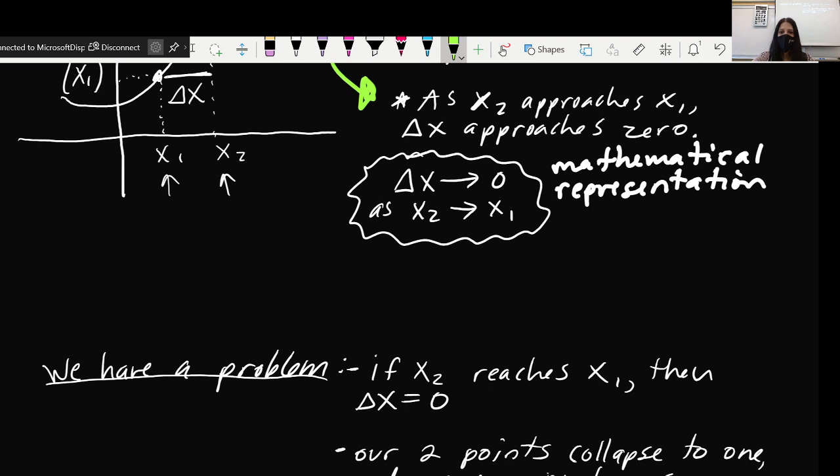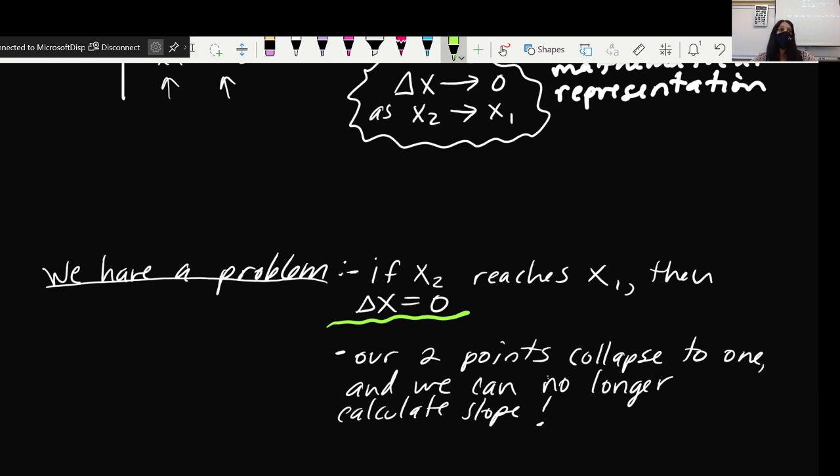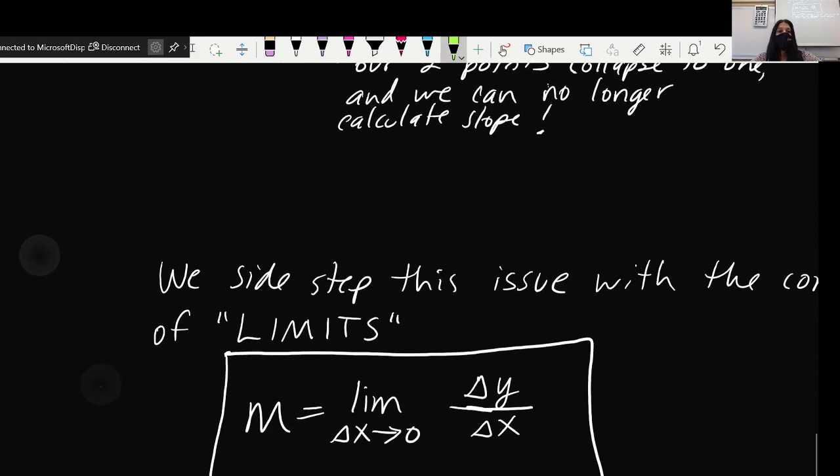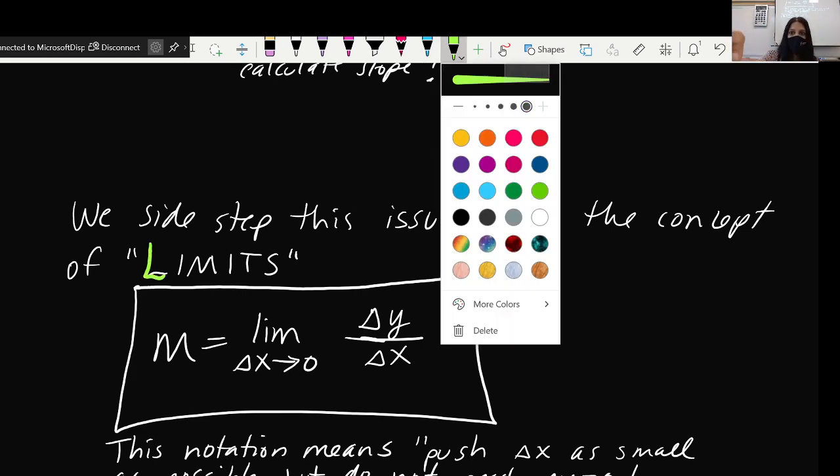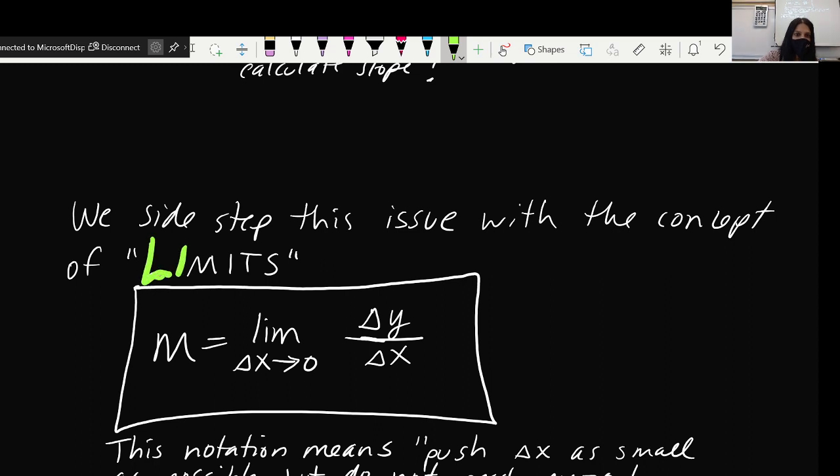If x2 reaches x1, then our change in x here is going to be 0, and that's in the denominator when we're talking about slope. Our two points collapse to one, and we can no longer calculate the slope. So this is how we deal with that. We sidestep this issue with the concept of limits. I am going to go over this in very thick green writing because this is a big deal. This is what we're doing and this is what everything is about for the next little while until we learn something better and quicker and more efficient, and then we drop this off as well.